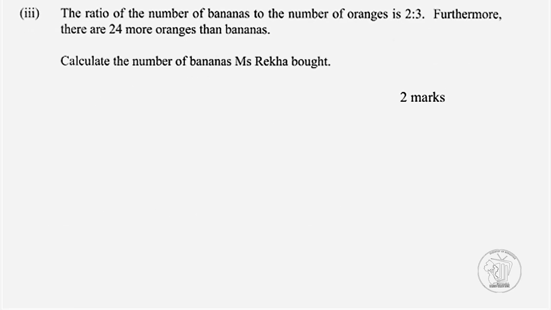The next question says, the ratio of the number of bananas to the number of oranges is 2 to 3. Furthermore, there are 24 more oranges than bananas. Calculate the number of bananas Miss Rika bought.